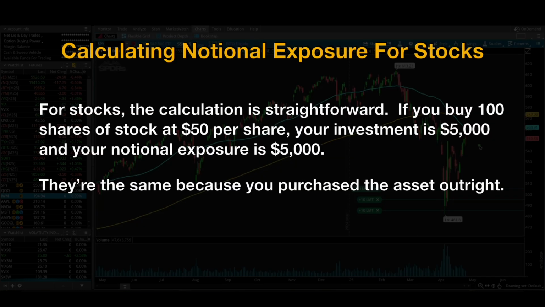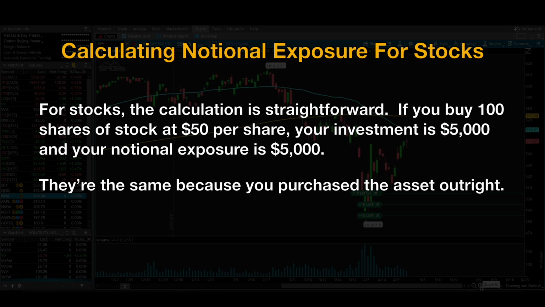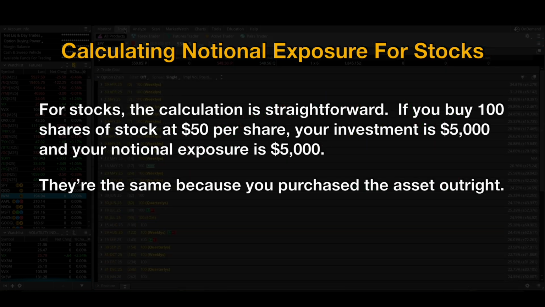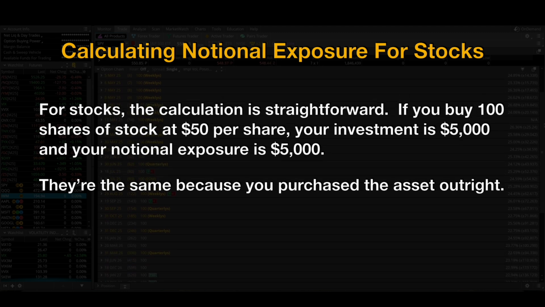Now let's take a look at calculating notional exposure for various trading products. Let's begin with stocks. For stocks, the calculation is straightforward. If you buy 100 shares of stock at $50 per share, your initial investment is $5,000, and therefore your notional exposure is $5,000 at the time of that purchase. They're the same because you purchased the asset outright.